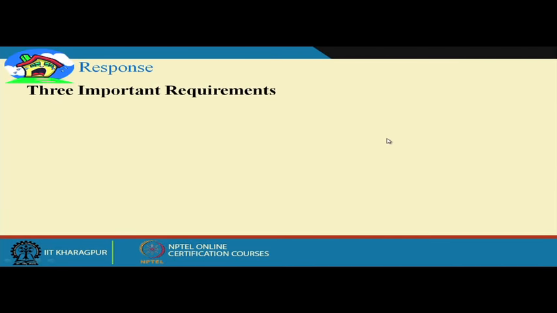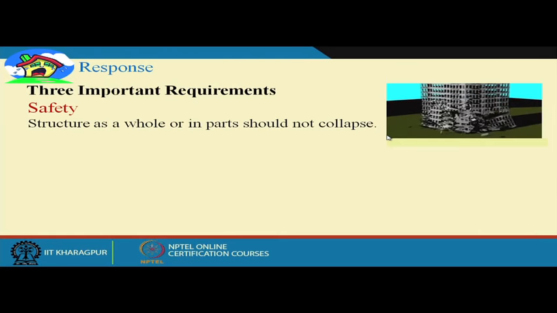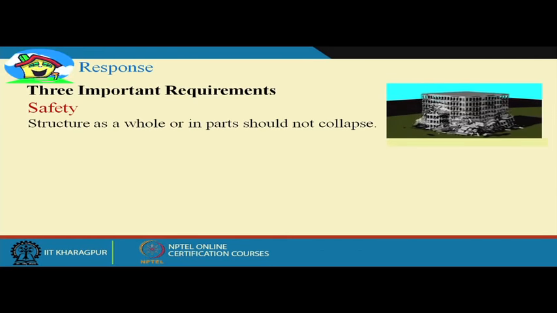Next, the response of the structure. We will see in your design course that there are three important considerations for design. One is that whatever structure you make needs to be safe, meaning the structure must not collapse under the action of load. So safety is the first requirement.